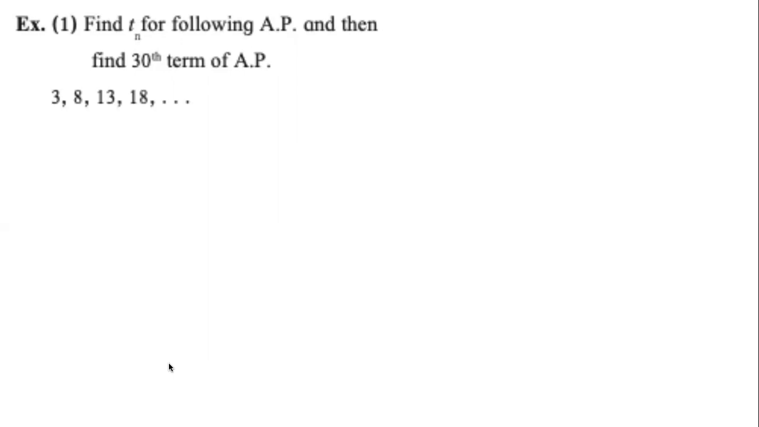Yes, Tushar, go ahead, read. Find Tn for following arithmetic progression and then find 30th term of arithmetic progression. Okay, Tushar, you have read, but you have not read it completely. The complete question is, find Tn, that means nth term, for the following AP. We can call it AP. We need not say arithmetic progression all the time. Find Tn for the following AP and then find the 30th term of the AP. Which is the AP? The AP is 3, 8, 13, 18. Tushar, you forgot to read 3, 8, 13, 18.